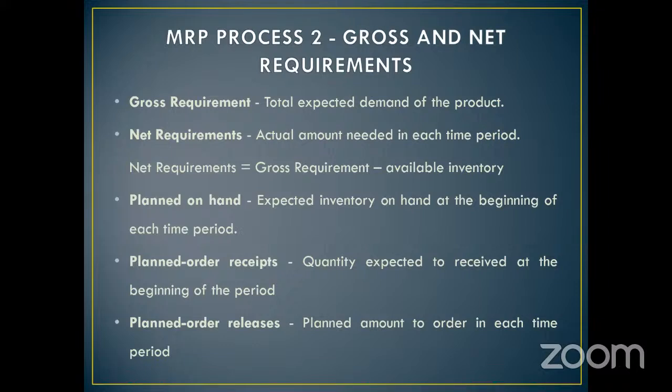Then planned order release, the planned amount to order in each time period. This term is treated as the planned order release. So planned order receipt means how much you have to plan and how much you will be receiving. And the planned order means how much you are ordering.